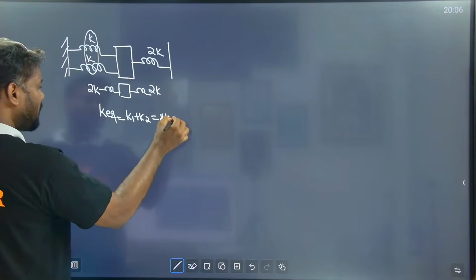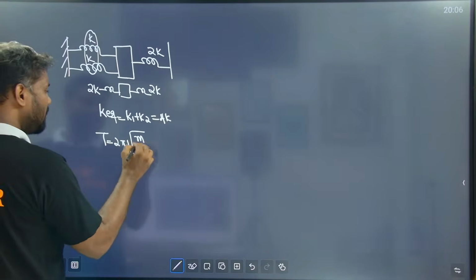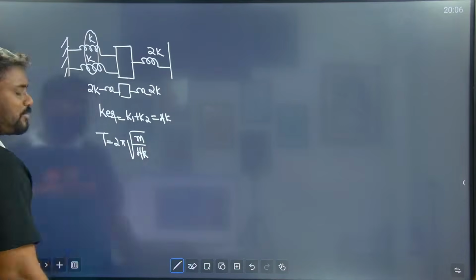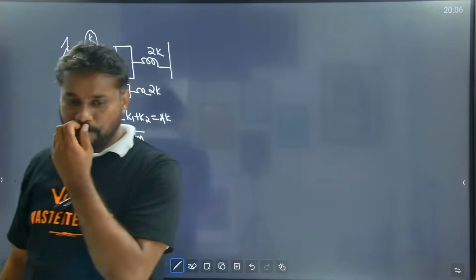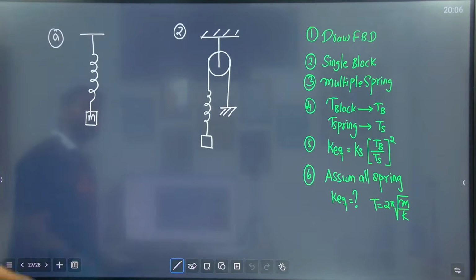இதோட time period calculate பண்ணலாம். எப்படி calculate பண்ணலாம்? T is equal to 2 pi root under m divided by 4k. Directly we can solve. இது புரிஞ்சுதா? So this must be known clearly. Yes or no? The time period value. Okay, next one is that. So this is very important.